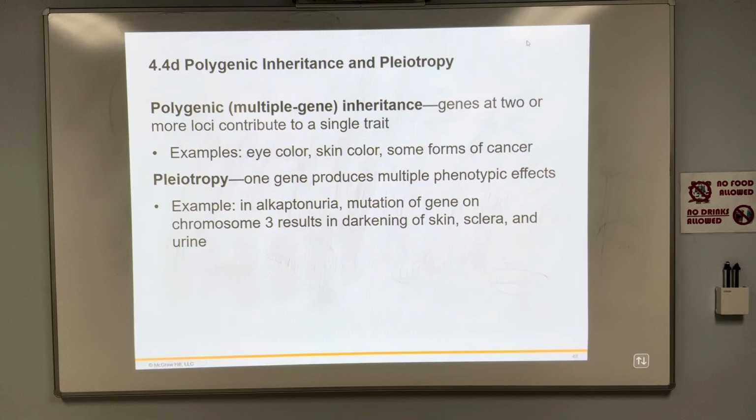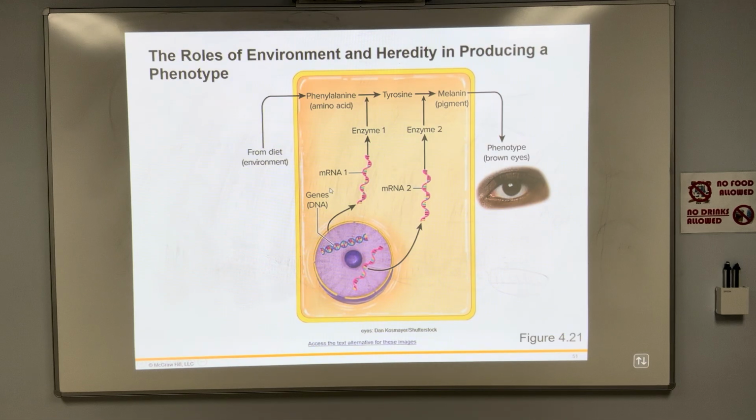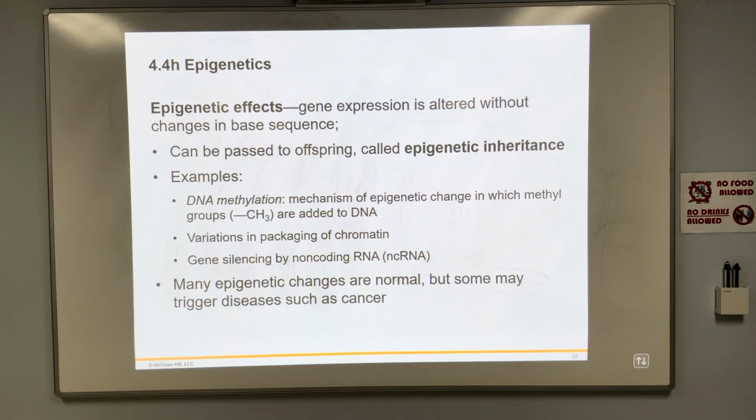Polygenic inheritance is when genes at two or more loci contribute to a single trait. So these are genes at two different loci, but they are responsible for one trait. Pleiotropy is when one gene produces multiple phenotypic effects. That's in alkaptonuria, where there's a mutation of the gene on chromosome 3. All right, we talked about that. Epigenetics is when gene expression is altered without changes in the base sequence. It could be passed to the offspring, and that's called epigenetic inheritance.